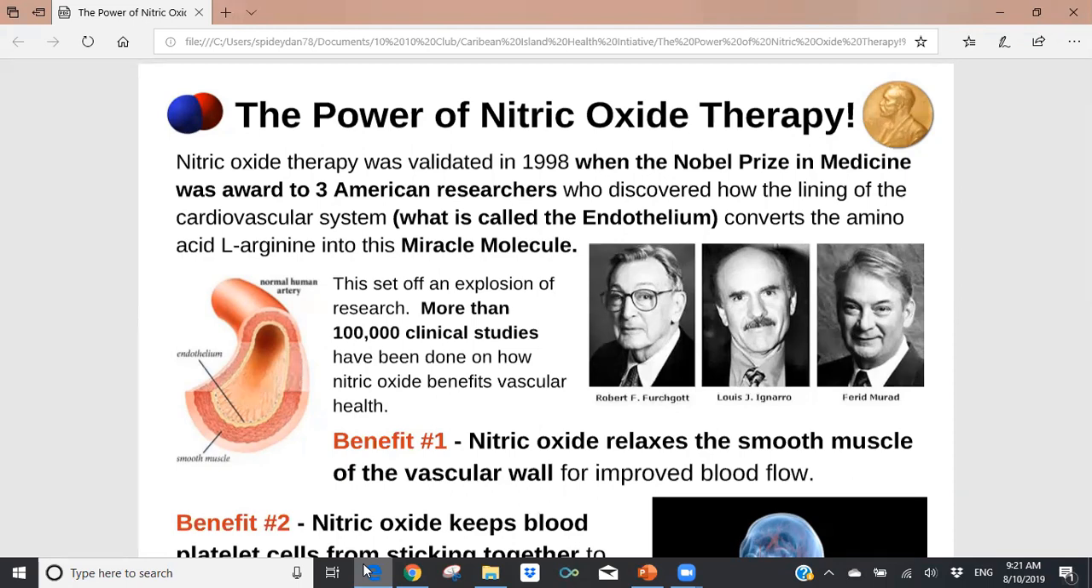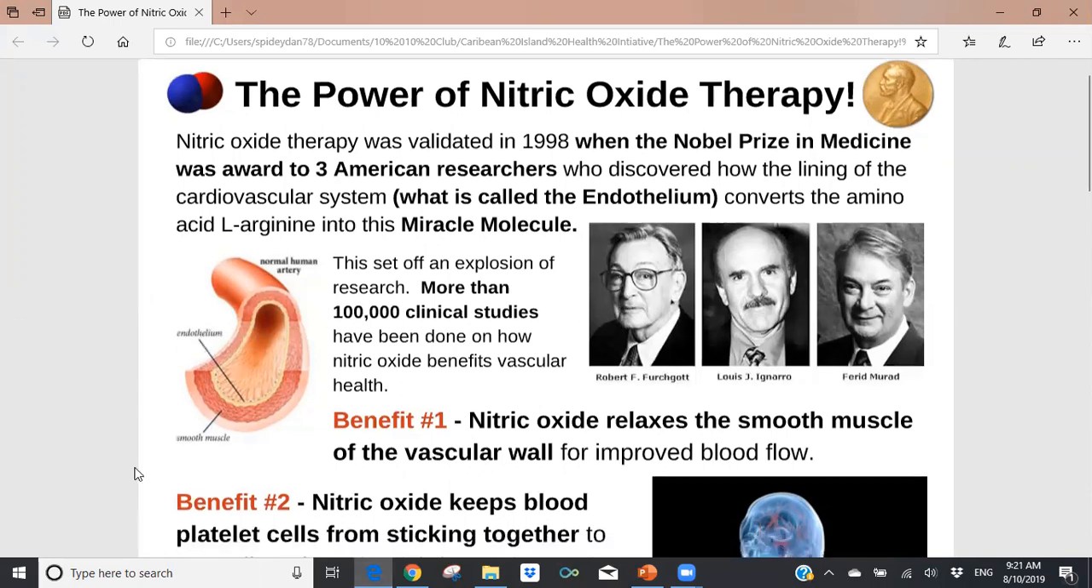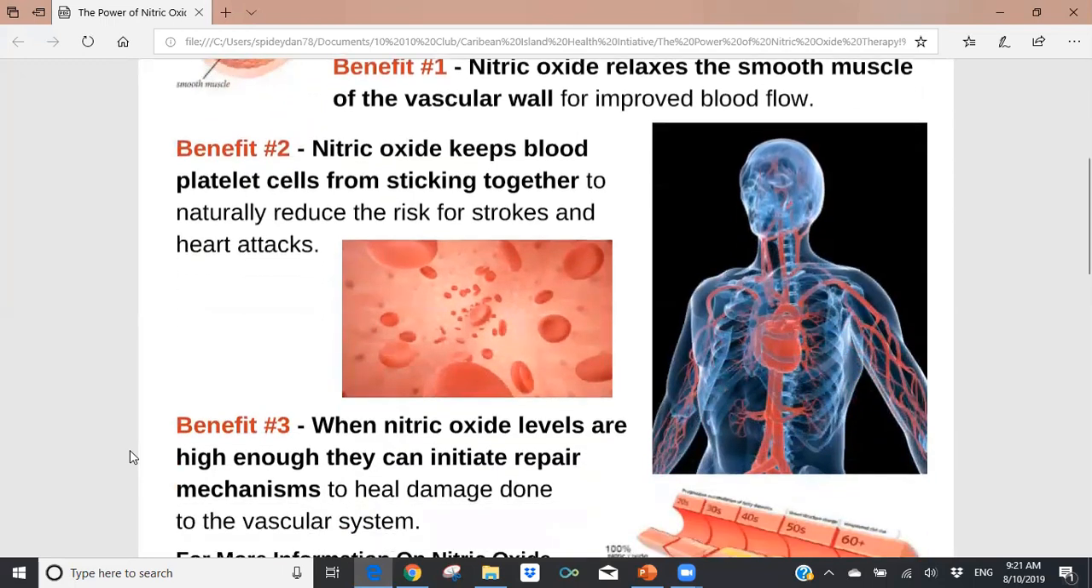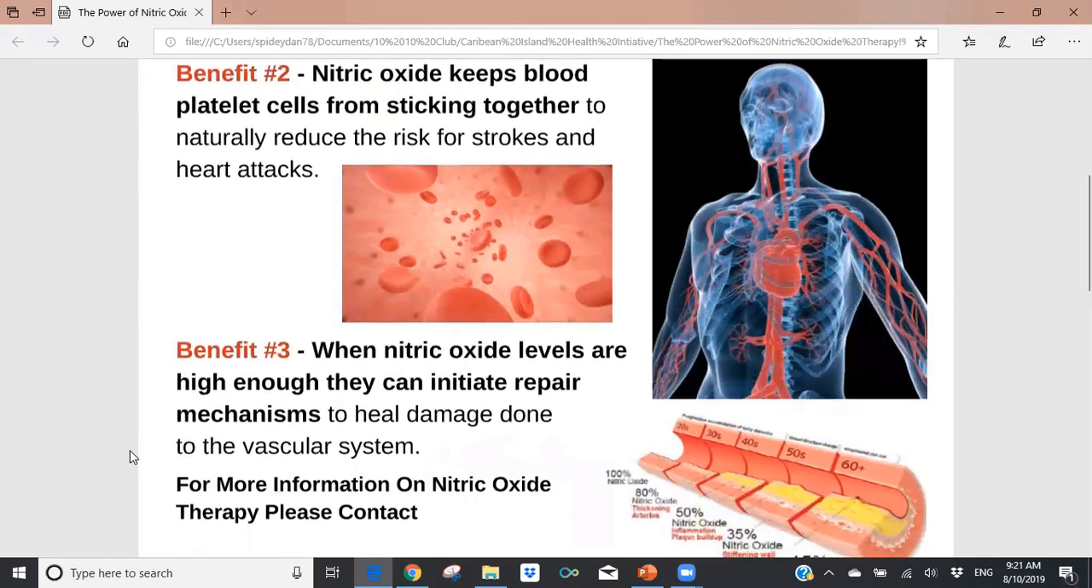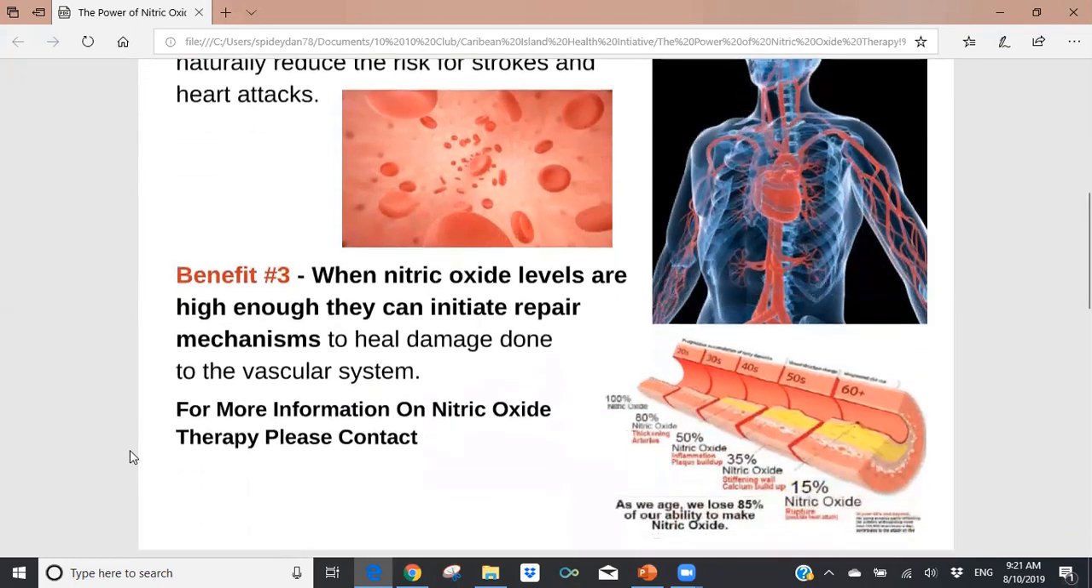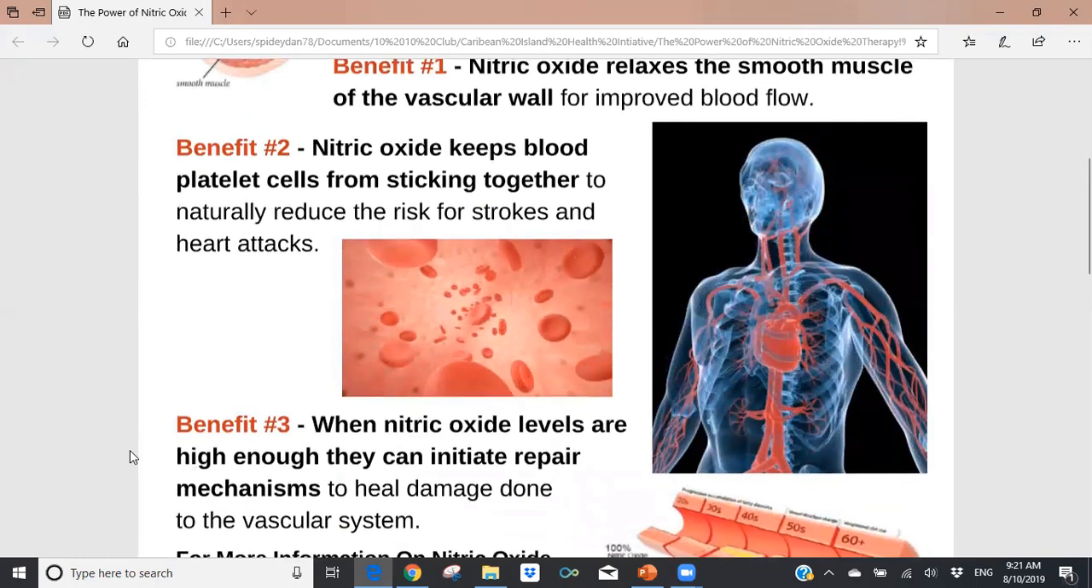Benefit number 1. Nitric oxide relaxes the smooth muscle of the vascular wall for improved blood flow. Benefit number 2, nitric oxide keeps blood platelet cells from sticking together to naturally reduce the risk for strokes and heart attacks. Benefit number 3, when nitric oxide levels are high enough, they can initiate repair mechanisms to heal damage done to the vascular system. So those are the 3 benefits that were shared in the video.